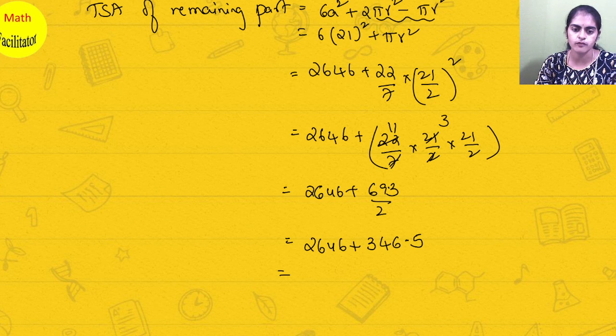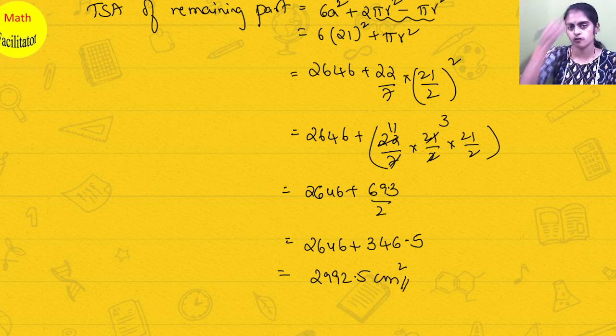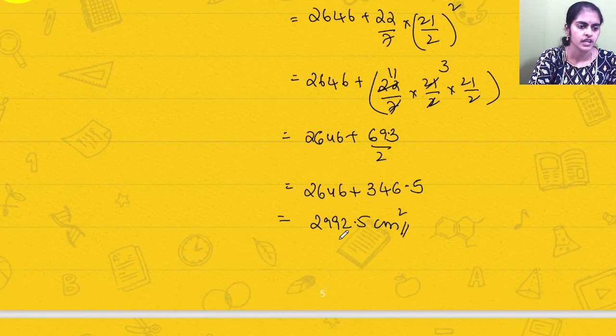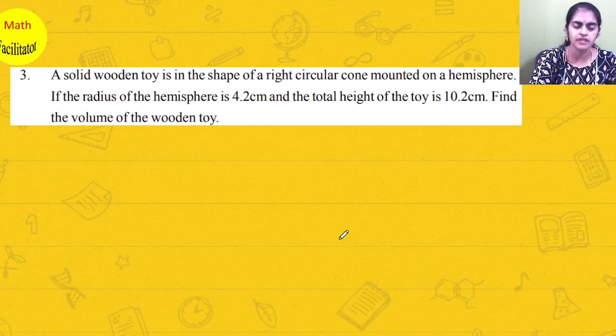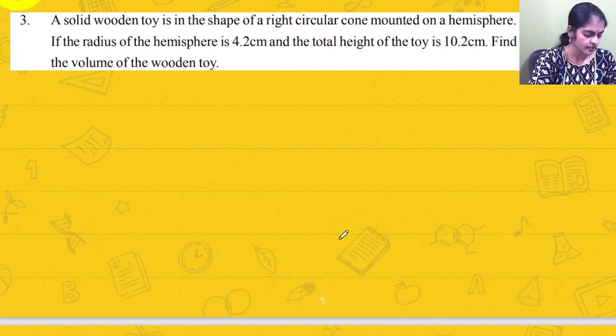Okay, so 2646, just add 346.5. So you will get 2992.5. Okay, if there is any calculation mistake, forgive me. Okay, chalo. So this is the TSA of the remaining part. Did you understand how we wrote this? Okay, now see the next point.